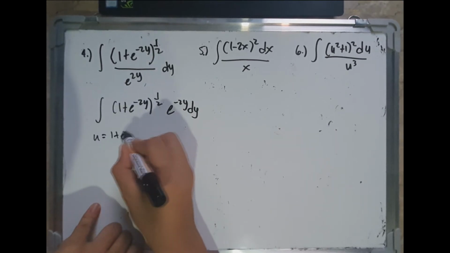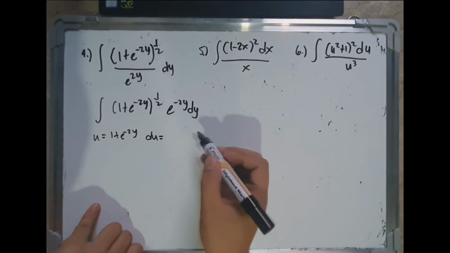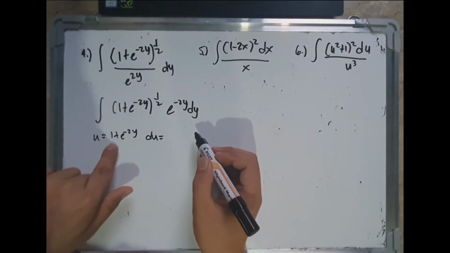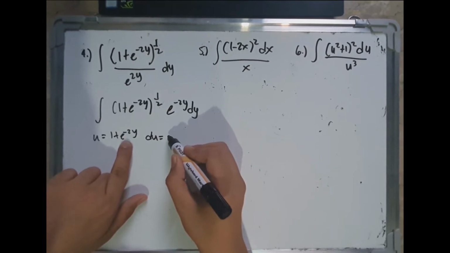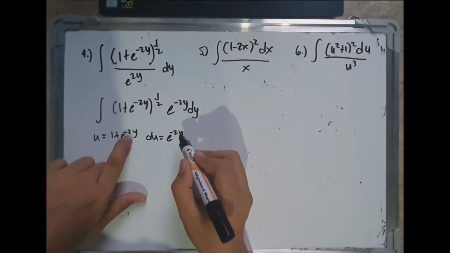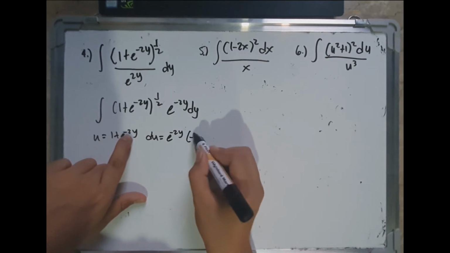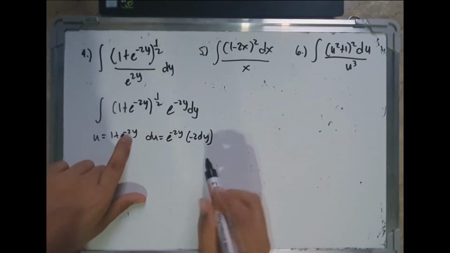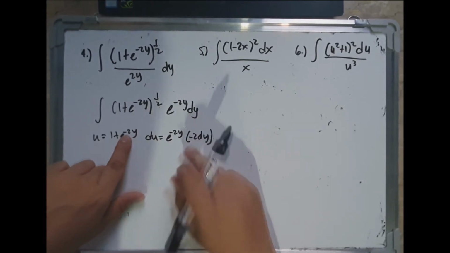1 plus e raised to the power of negative 2y. The derivative of that: the derivative of 1 is 0. The derivative of e raised to the power of negative 2y, that is e raised to the power of negative 2y, times the derivative of negative 2y, that is negative 2 dy. If we look at here, we need negative 2.